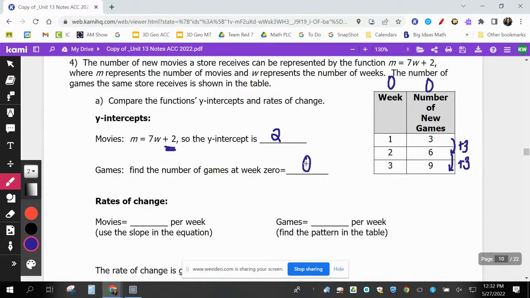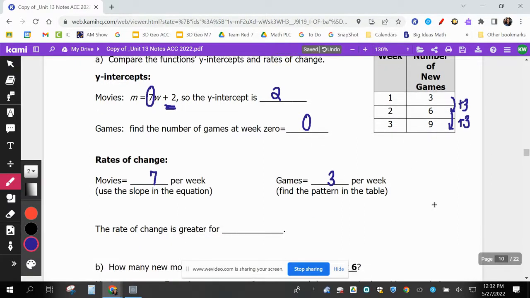So at week 0, the y-intercept is 0. Now we're going to find the rates of change. So movies is 7w plus 2. This is the slope or the rate of change. So they get 7 new movies a week. And for games, since we're going up by 3 each time, as we found in the pattern in the table, they get 3 new games per week. The rate of change is greater for the movies.